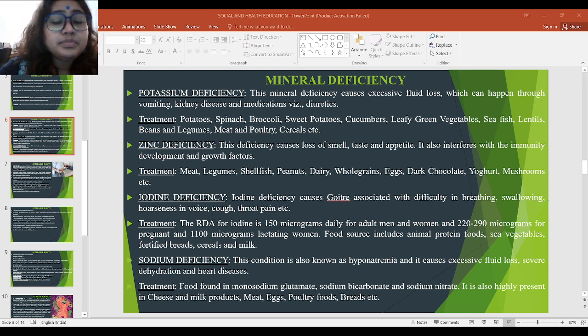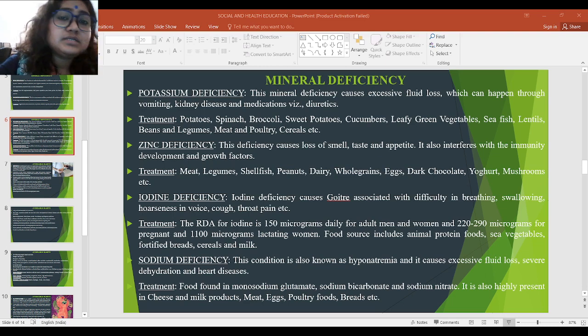In the case of sodium, in lieu of sodium chloride, we can take sodium nitrate and sodium bicarbonate, and we can also find sodium in monosodium glutamate. However, monosodium glutamate is not highly recommended, as it also causes cognitive dysfunction and may cause some kind of birth defects. Highly recommended products are milk products like cheese, yogurt, poultry foods, breads, eggs, meat, etc.